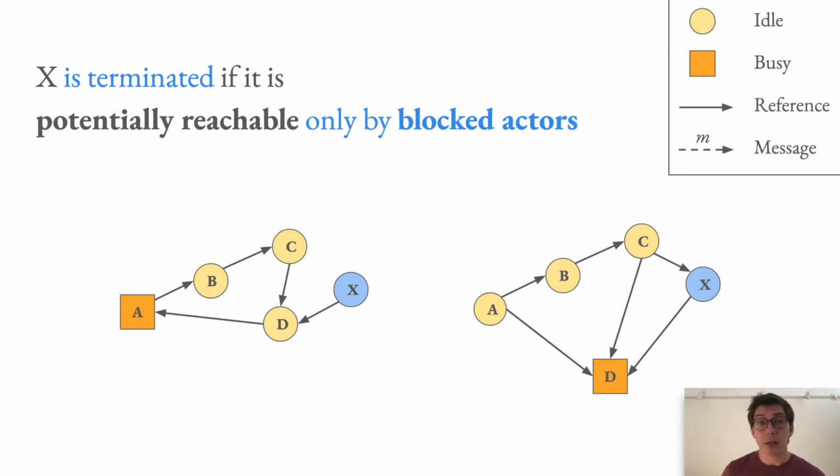So after all that work, we finally defined our problem. We're looking for the actors that are not potentially reachable by unblocked actors. So the question is, how do you find them?